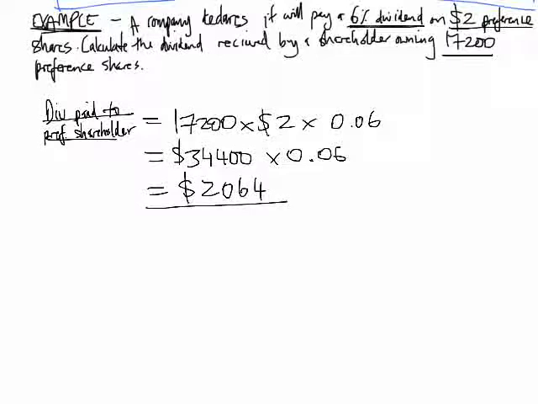So that is how you calculate the dividend paid to preference shareholders. In the previous video there was the dividend paid to ordinary shareholders, and I will see you in the next video.